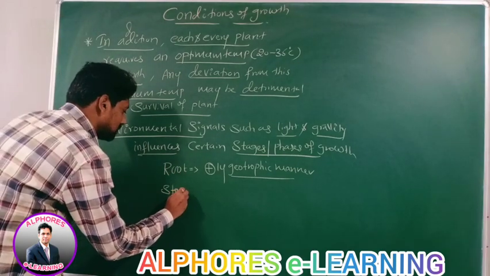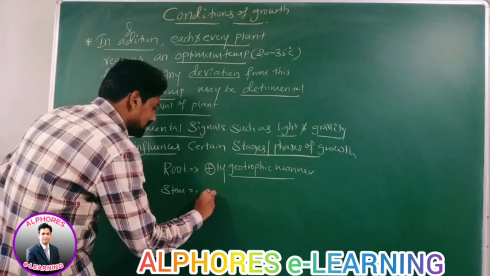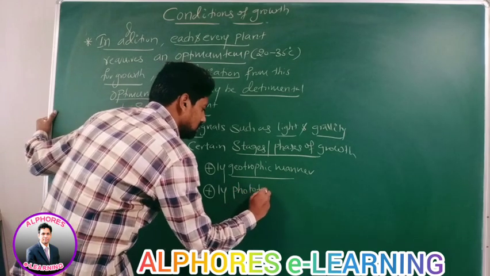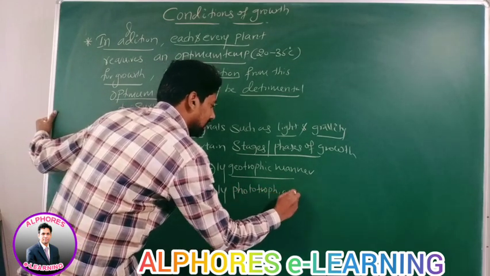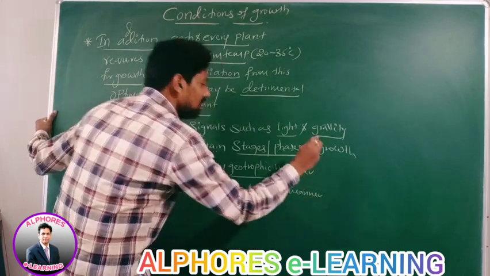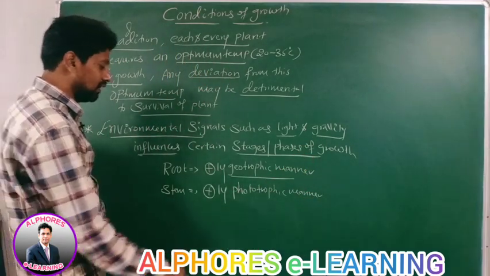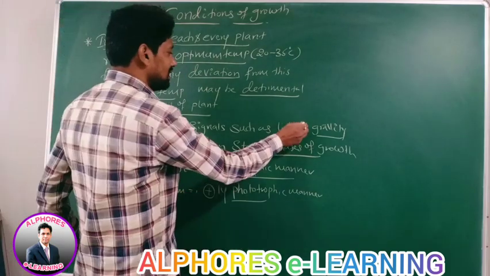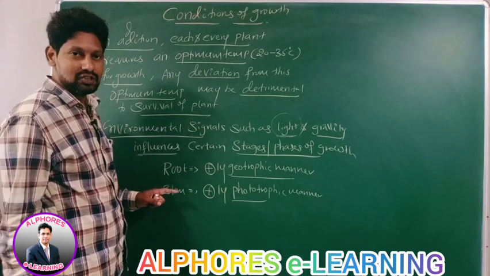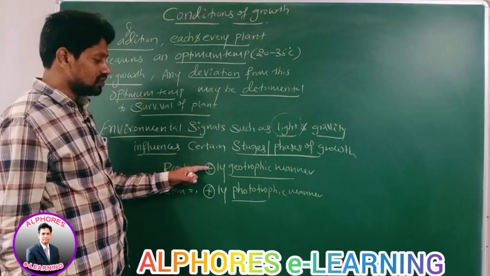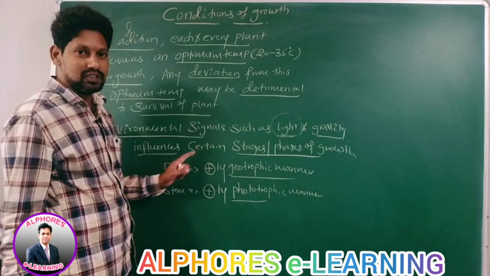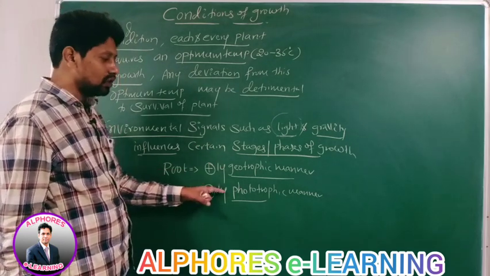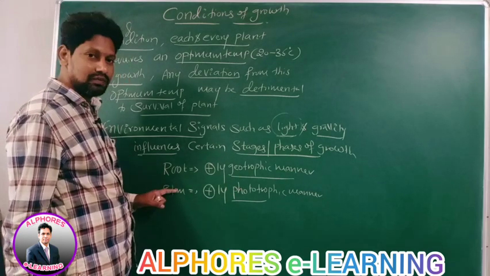Take a stem. Sir, stem grows in which manner? It grows in a positively phototropic manner. Yes or no? It means the stem is growing in the direction of sunlight. Is this statement okay? Therefore, root grows in a positively geotropic manner, in the direction of gravitational force, whereas stem grows in a positively phototropic manner, in the direction of sunlight.